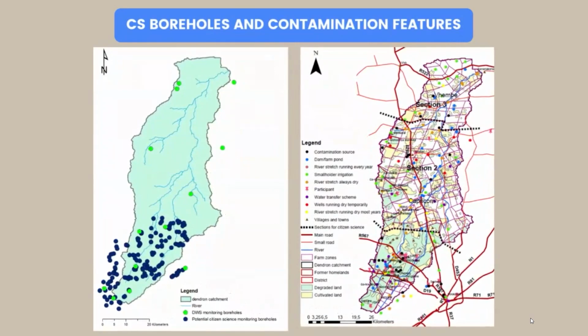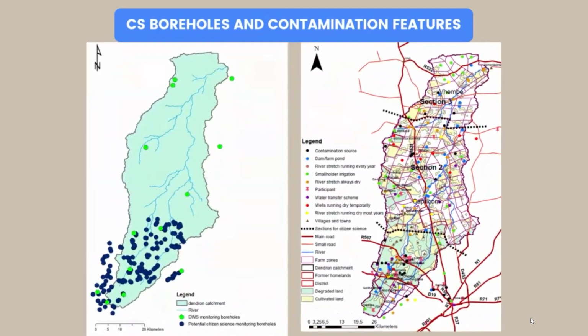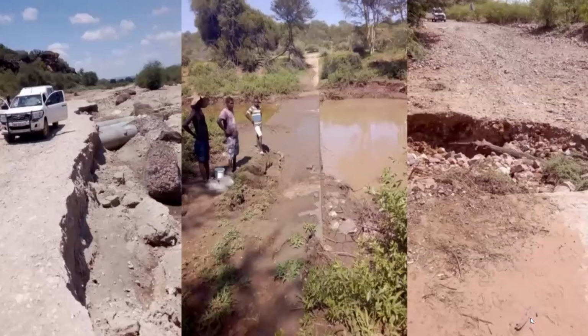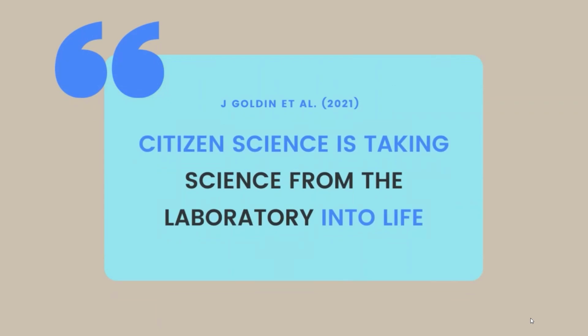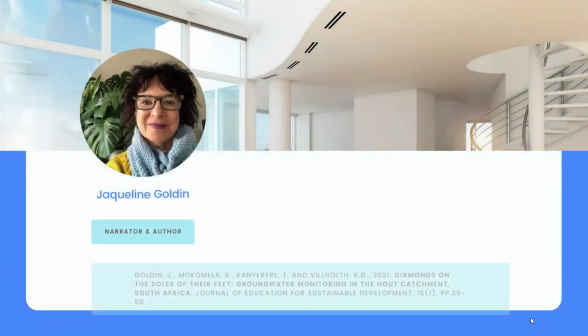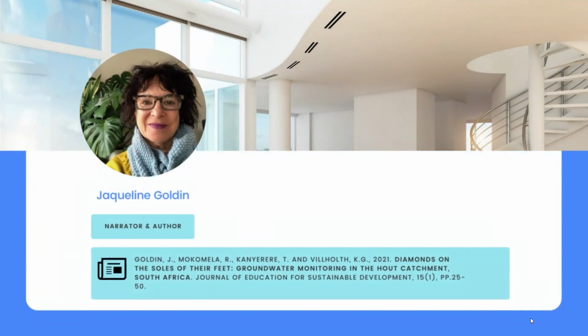Themselves and is proved to be very accurate. The terrain is difficult. It's geographically very difficult, remote areas, and difficult to access. We call citizen science taking science from the laboratory right out into the field. Thank you very much. This is diamonds on the soles of their feet.